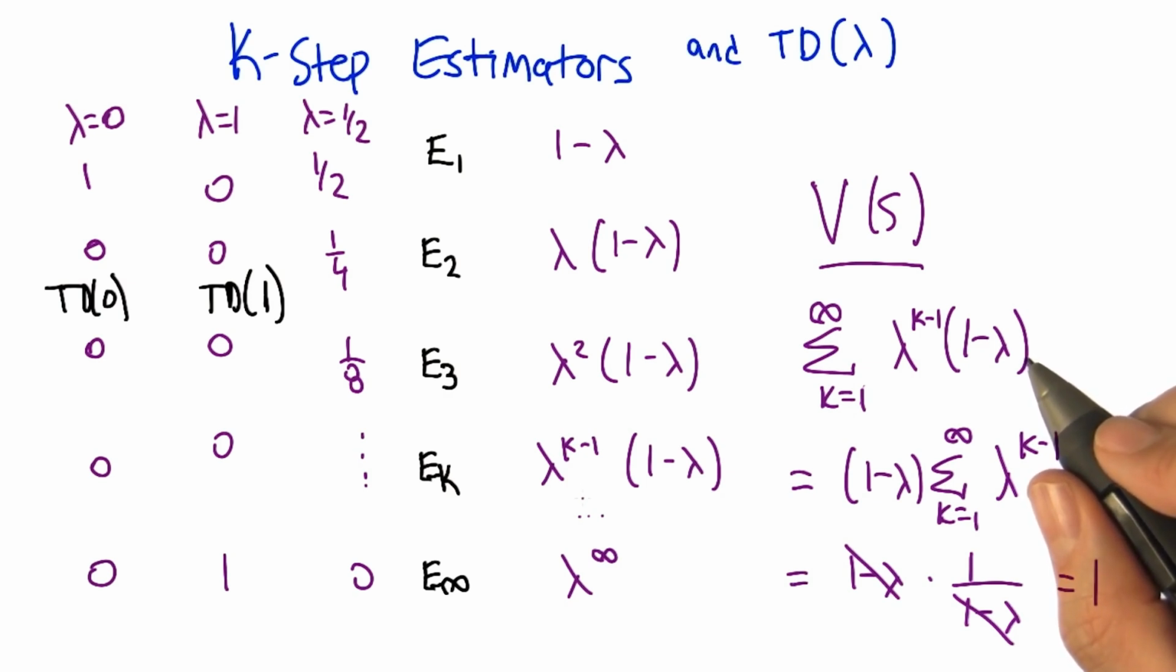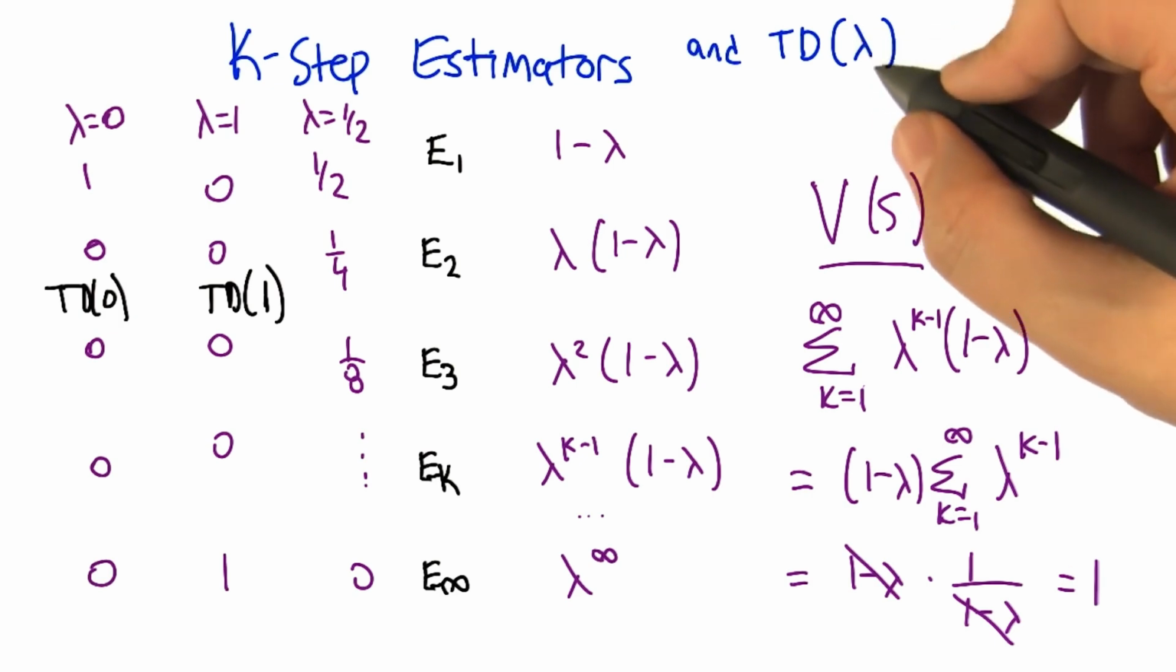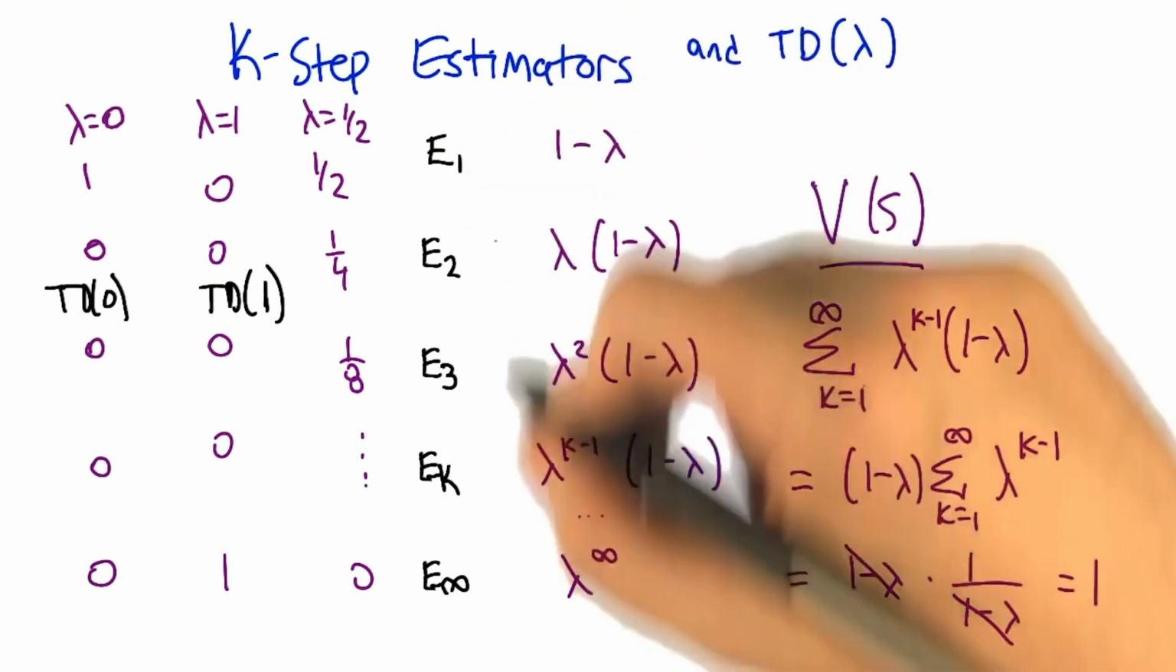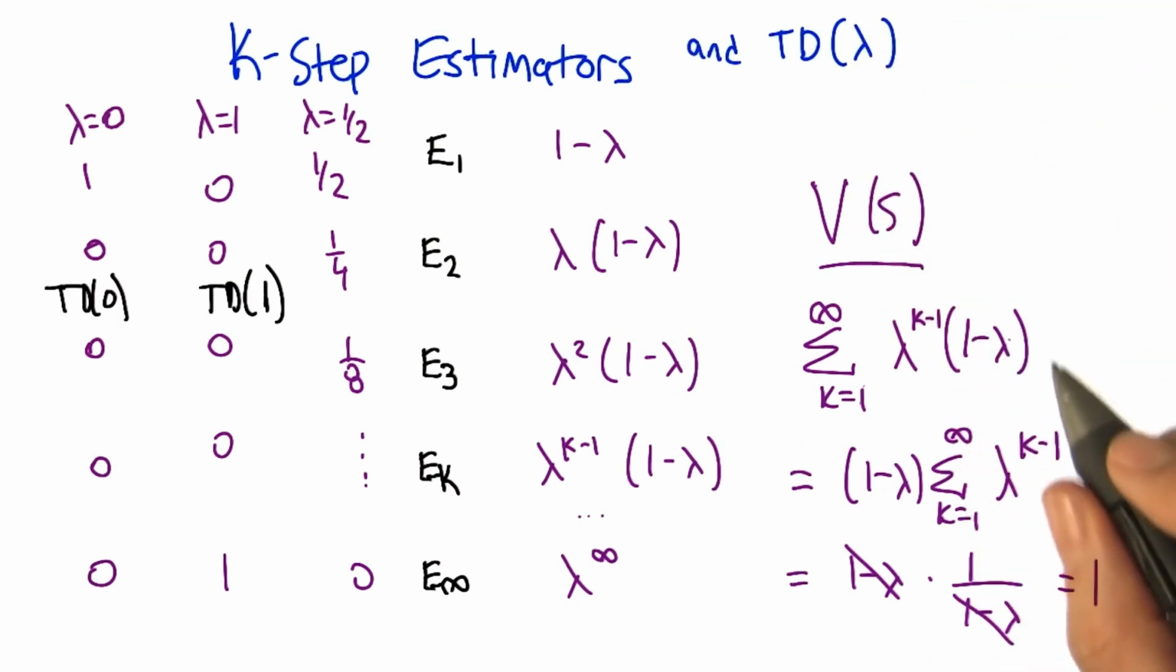This is the way I think about it. It's a little bit hard to interpret, but what we're really doing is a weighted combination of a bunch of k-step estimators, instead of this sort of strange continuous parameter.